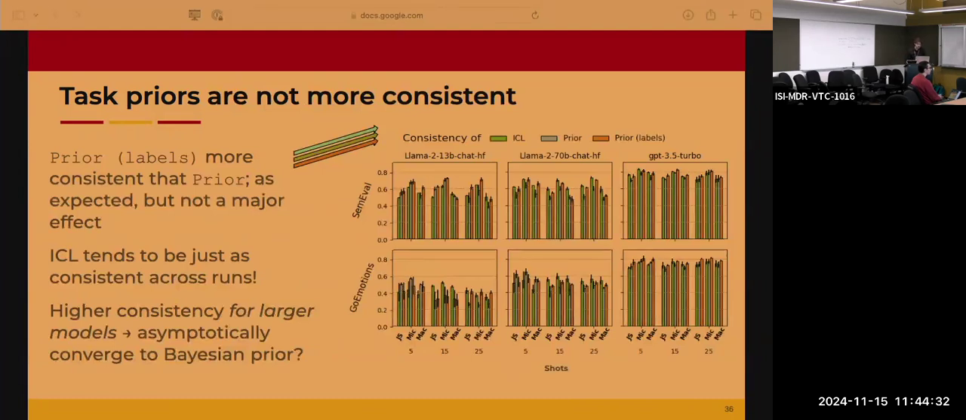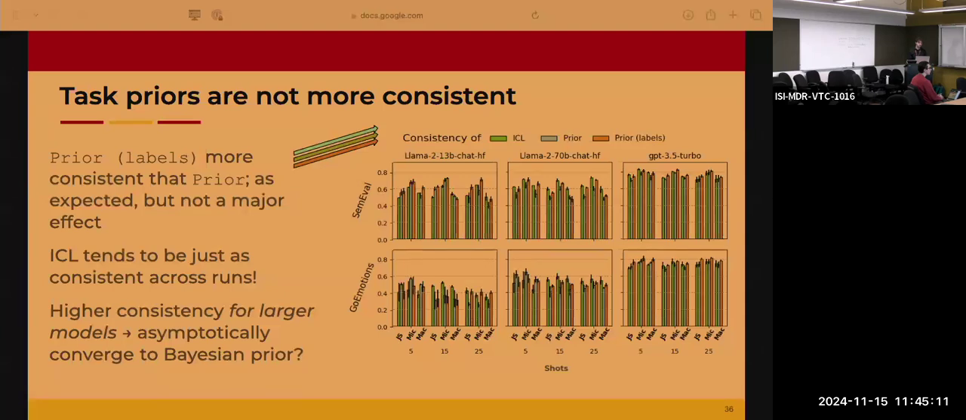Here, again, you can focus on the difference between adjacent bars. These are groups of 3, where we show the consistency of in-context learning, the consistency of prior, and the consistency of prior labels, the 2 experimental manipulations. You can see that prior labels is a tiny bit more consistent than priors, as we expected, because we only changed the labels, but it's not a major effect. The most interesting thing to see is that in-context learning tends to be just as inconsistent across runs as the priors are. So the consistency of the priors is not a confounding factor in the effects we see.